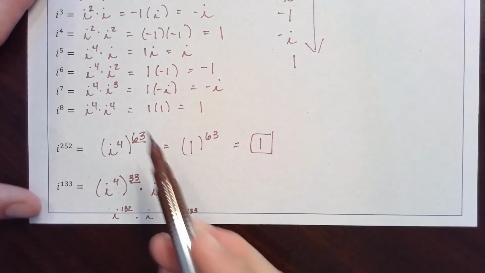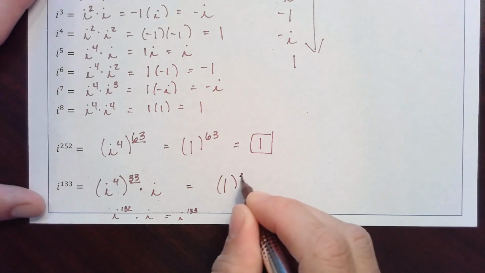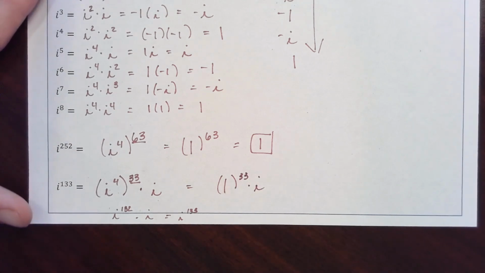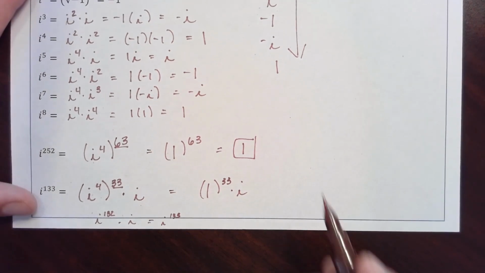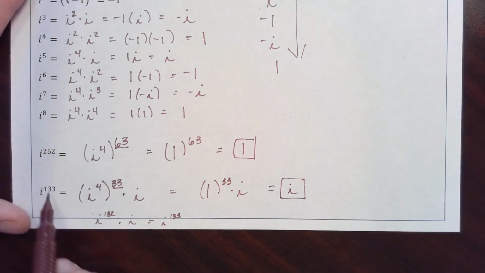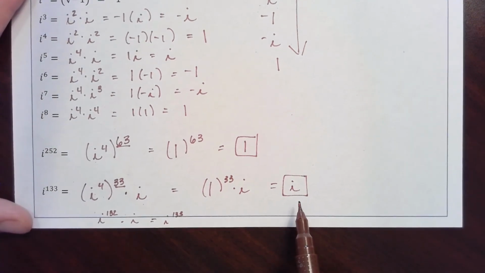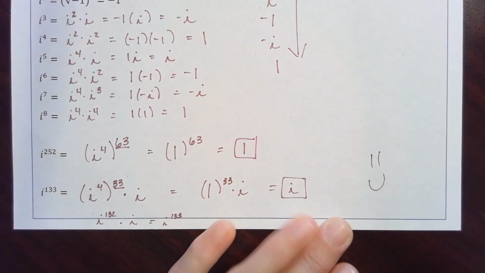But i to the 4th to the 33rd is 1 to the 33rd power. 1 to the 33rd power is 1 times itself 33 times. That's just 1. 1 times i is i. So i to the 133rd power simplifies into just i. You did it.